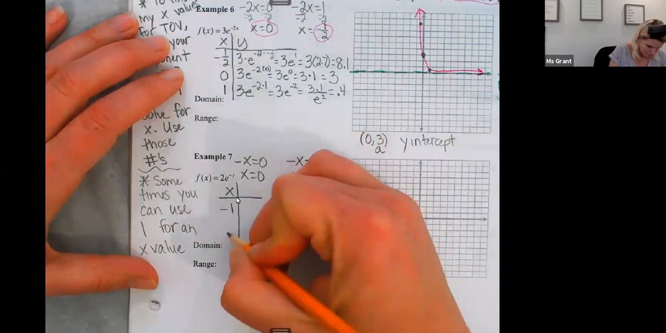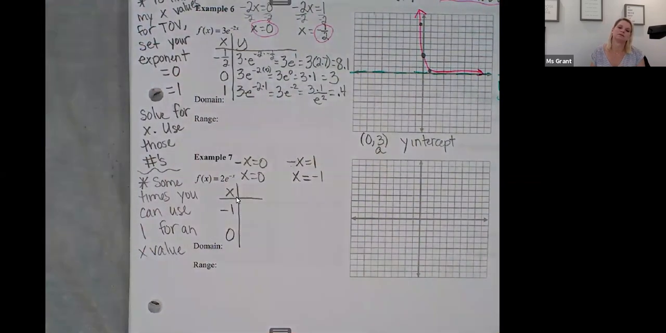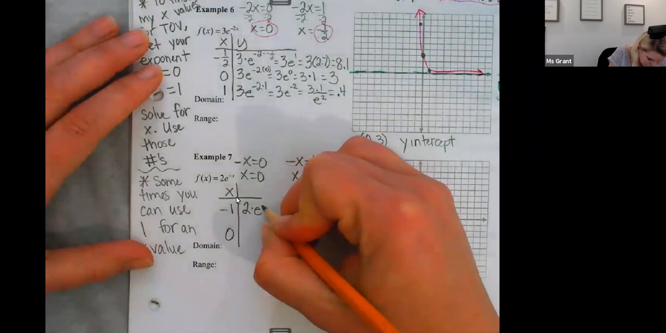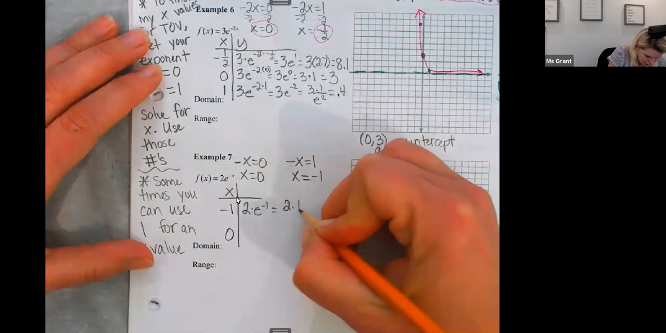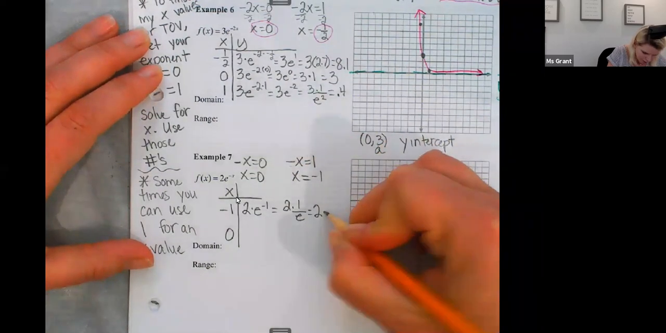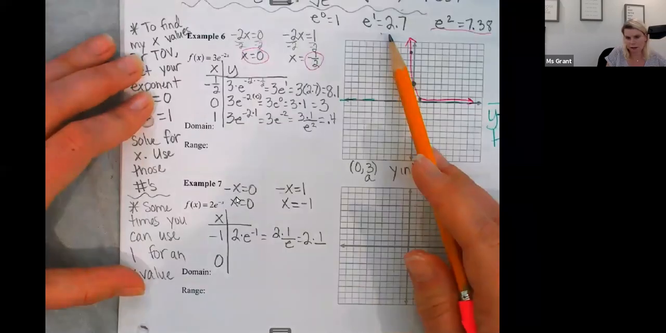Negative 1 and 0. Okay. 2 times e to the negative 1 equals 2 times 1 over e. 2 times 1 over e is 2.7.